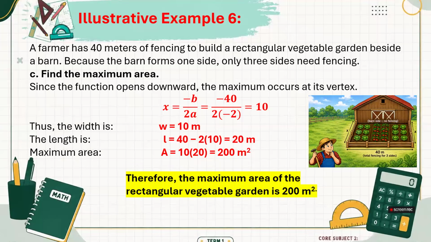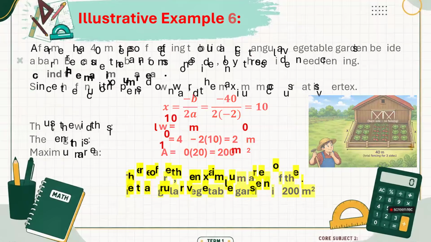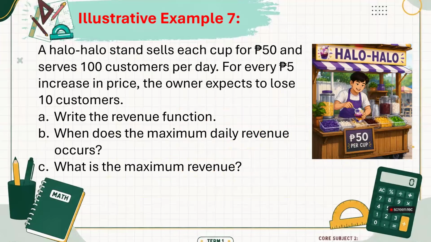It is negative b over 2a. Very good. Now let us proceed to illustrative example number 7. Let's apply now function to a business situation. A halo-halo stand sells each cup for 50 pesos and serves 100 customers per day. For every 5 peso increase in price, the owner expects to lose 10 customers. So we want to find the revenue function and the maximum revenue.